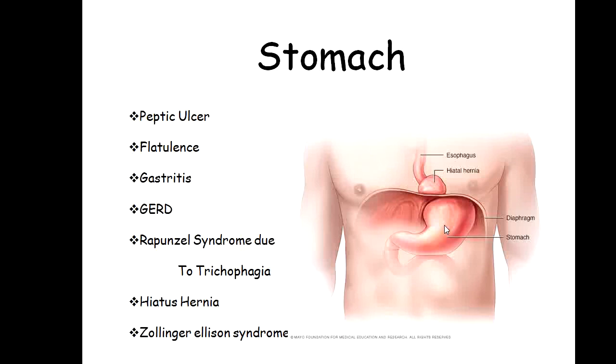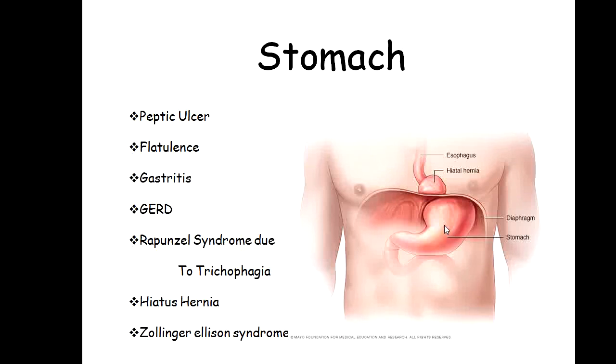Zollinger-Ellison syndrome, you can call it a type of cancer also, because this is the condition in which the G cells, the gastrin producing cells, are involved. Gastrin producing cells are present inside the stomach, inside the pancreas, and inside the duodenum also. Gastrin is a type of hormone produced by the G cells, and these G cells are present inside the stomach, inside the duodenum, and inside the pancreas.